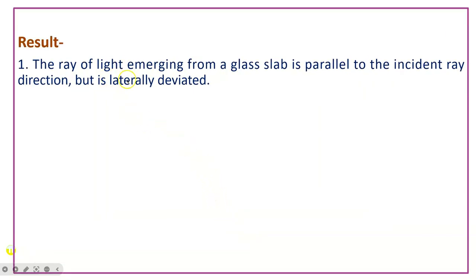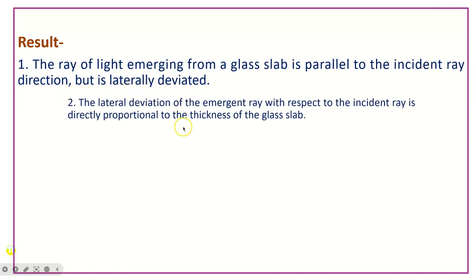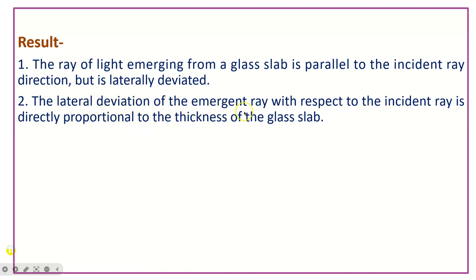Result: the ray of light emerging from a glass slab is parallel to the incident ray direction but is laterally deviated. The lateral deviation of the emergent ray with respect to the incident ray is directly proportional to the thickness of the glass slab.